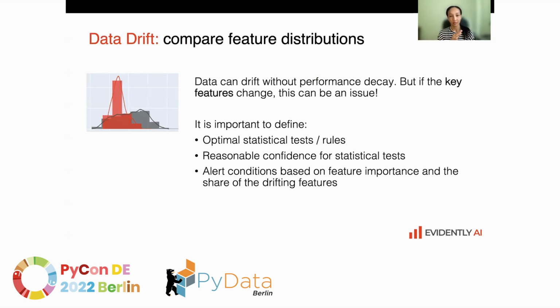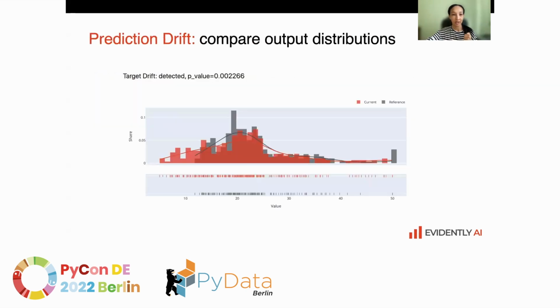So there are several important things that we should take into account when we calculate such drifts, like which exact statistical tests we use, what is the reasonable confidence for the drift detection, and what are the alert conditions, and we're going to discuss it. But before we go into this discussion, I just want to say that all this works for model's output as well.